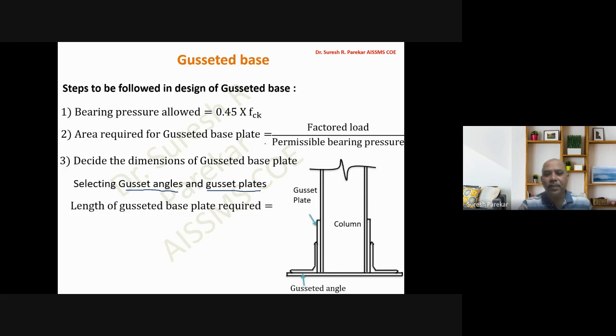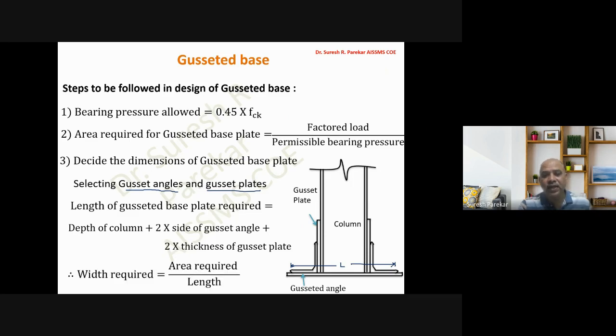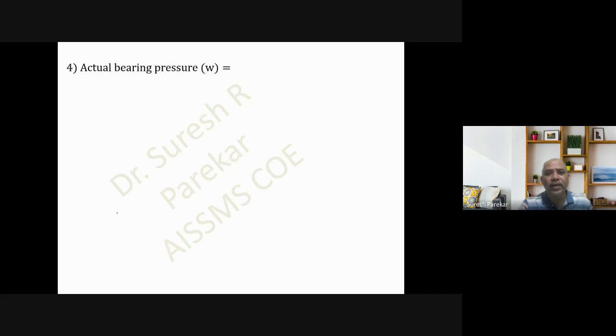Now the length of the gusset base plate required is the depth of column plus 2 into the side of gusset angle plus 2 into the thickness of gusset plate. So this will be my total minimum length required, which I can say as L. And then the width required is equal to area required upon length provided. The length we are going to provide is rounded up from the last step. Then, knowing the width, we provide the dimension of the gusseted plate.